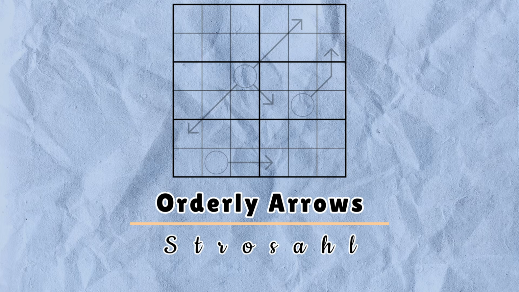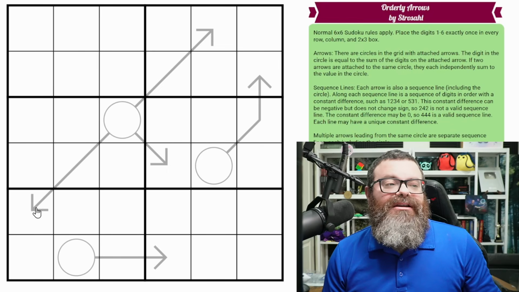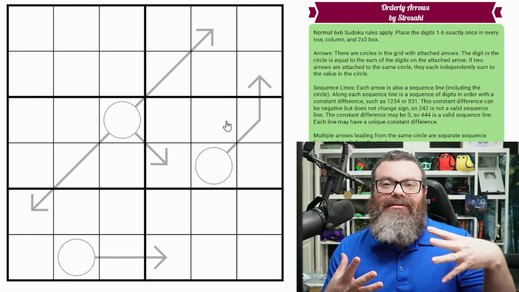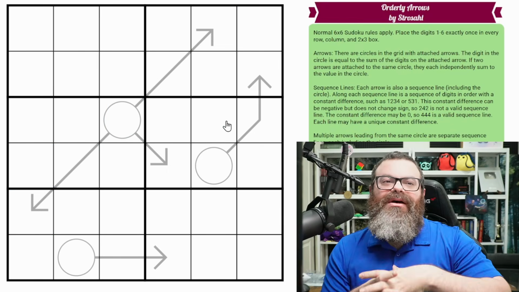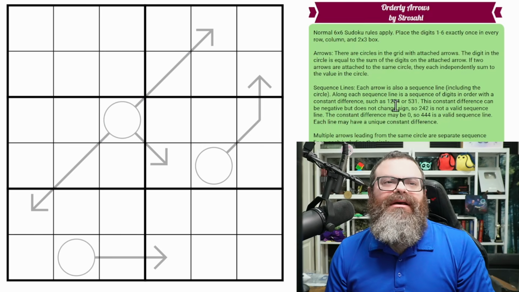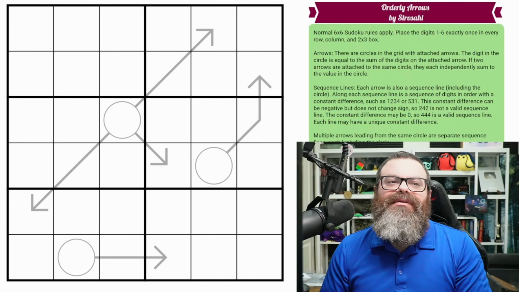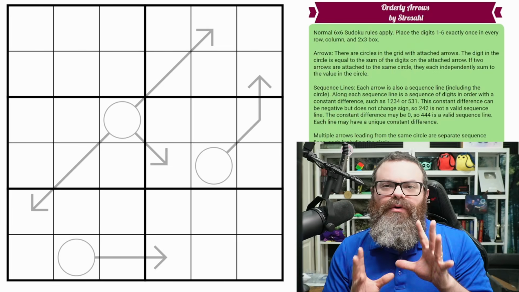Hello, let's continue our Sudoku adventure with Orderly Arrows by Strosahl. So this is another duality puzzle. Instead of just treating these as a mash of rules, we're naming the two common constraints that you'll encounter and treating those separately. And then it's applied to the same visual, so they overlap.